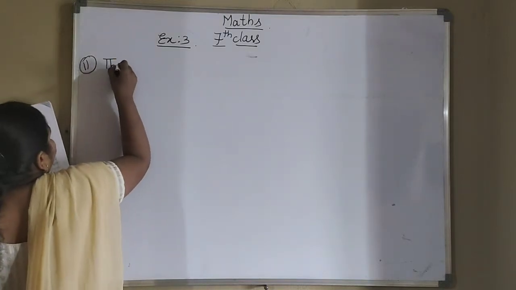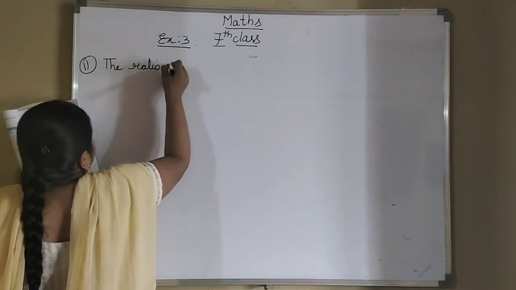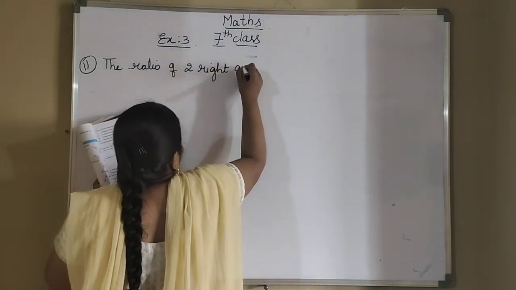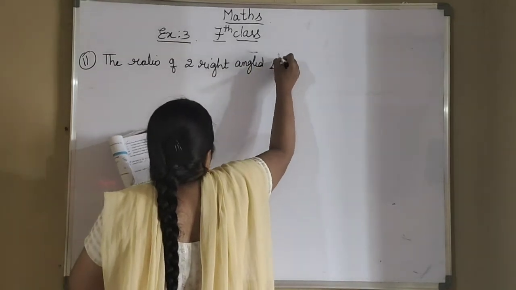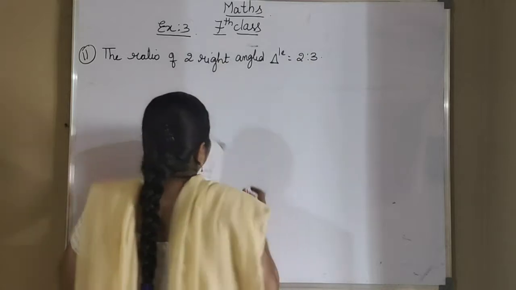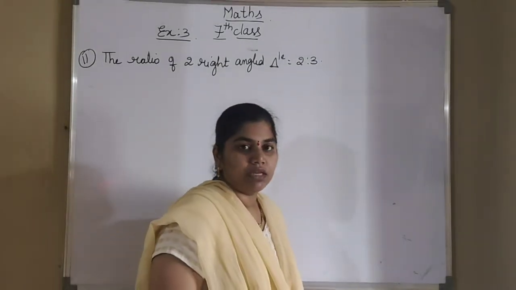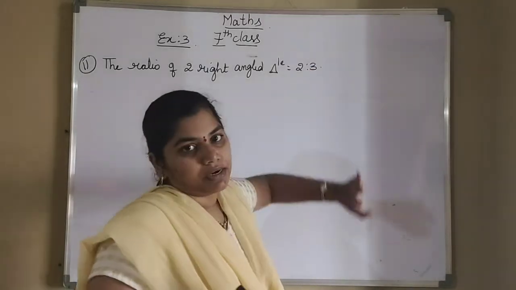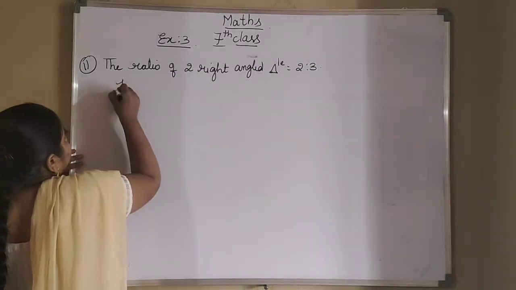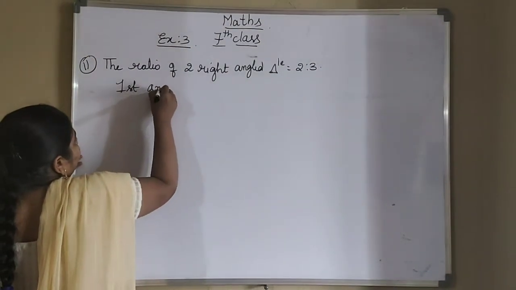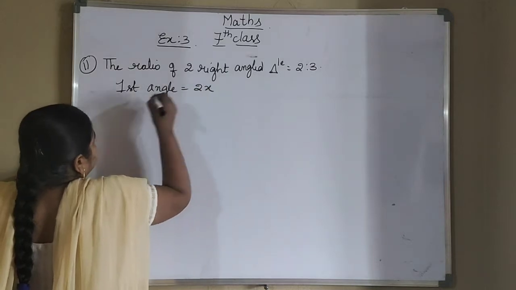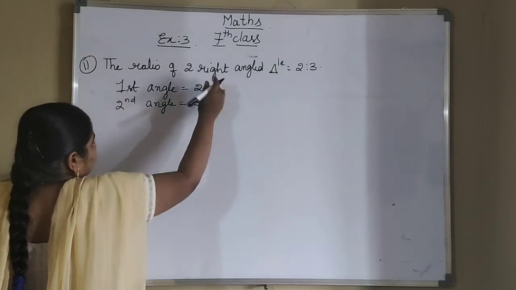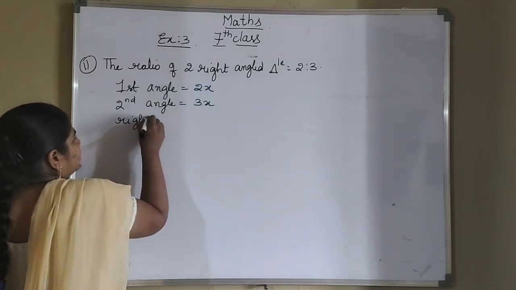The ratio of the two acute angles of a right angle triangle is 2:3. Already I told you about ratio. Ratio is nothing but the answer, the solution. The answer will be in the form of 2 multiples and 3 multiples. So I am taking the first angle in the form of 2x and the second angle in the form of 3x. Right angle is nothing but 90 degrees.